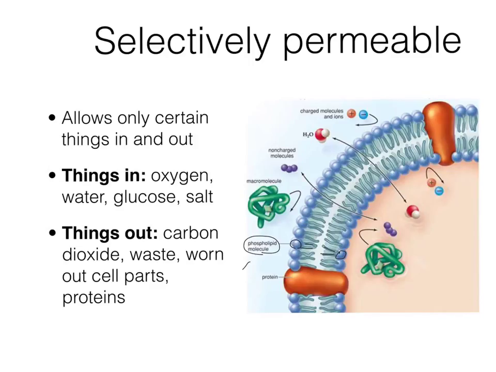Okay, the things that it needs to get rid of, well, it needs to get rid of the waste products of cellular respiration, which is carbon dioxide. It also needs to get rid of worn out cell parts. And then we talked about those organelles, the ribosomes, the endoplasmic reticulum, the Golgi apparatus that make and package those proteins. Well, those proteins need to get out of the cell. And so part of the membrane is made up of protein channels that allow this to happen. So the cell membrane is selectively permeable, letting only certain things in and out in very specific ways.